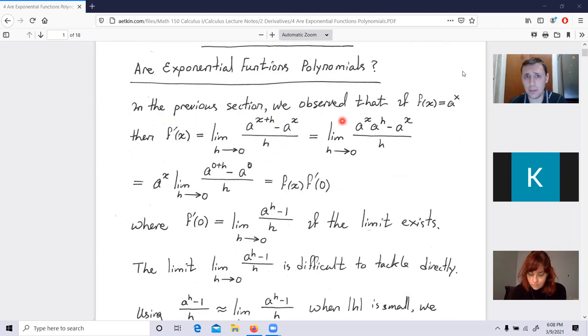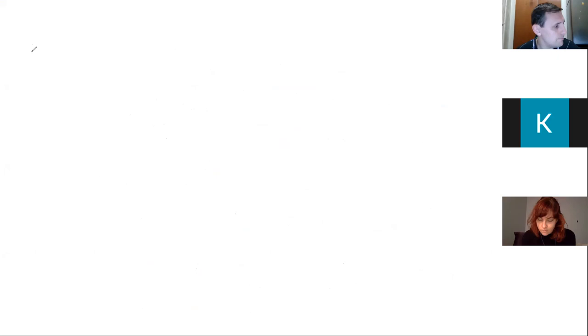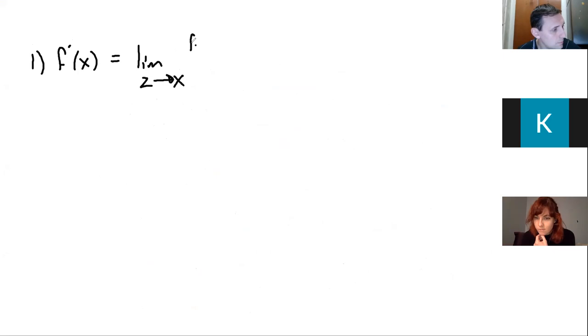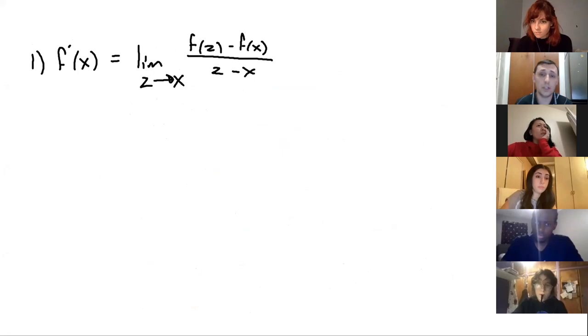There is this definition, which tells you that the derivative of a function at the point x is its limit as z goes to x of f(z) minus f(x) over z minus x. What is the definition saying? It's just saying calculate the slope using two points, where the point whose horizontal coordinate is z is brought to the point whose horizontal coordinate is x.